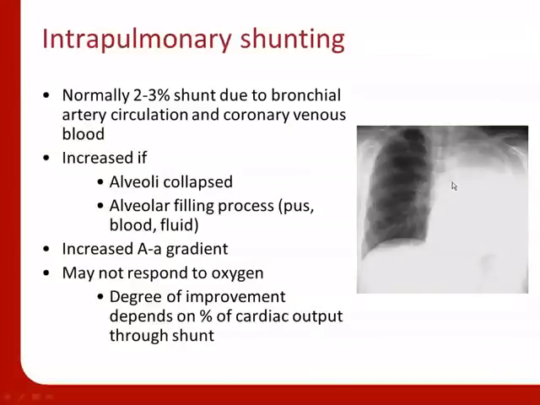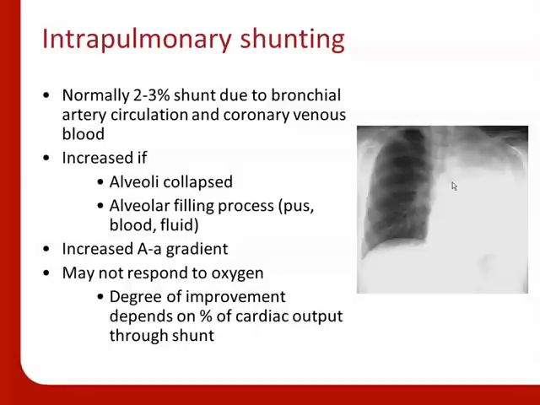The other category is intrapulmonary shunting. So you have a small shunt normally that's physiologic, somewhere around 2 to 3%. If you have alveoli that are collapsed, or if you have somebody like this with a big mucus plug or a big pleural effusion, that's going to increase shunting through that lung, and it increases the AA gradient.